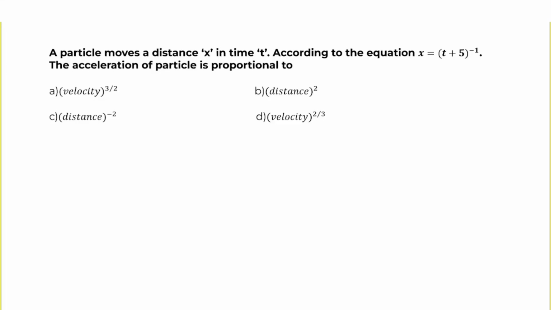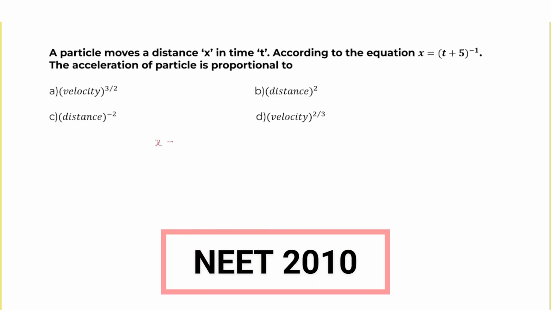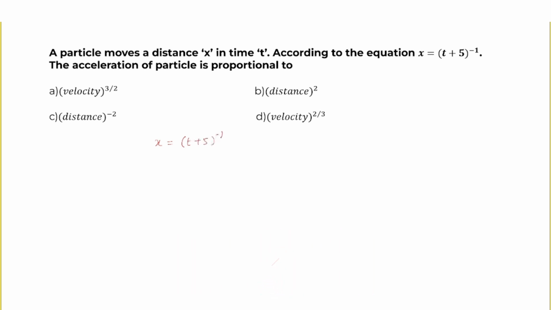A particle moves a distance x in time t according to the equation. So the given equation here is x is equal to (t plus 5) whole raised to power minus 1. They are asking the acceleration of the particle will be proportional to which one of them.